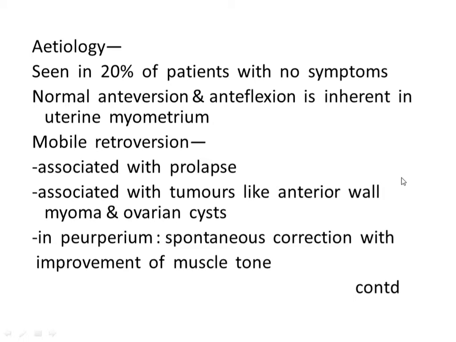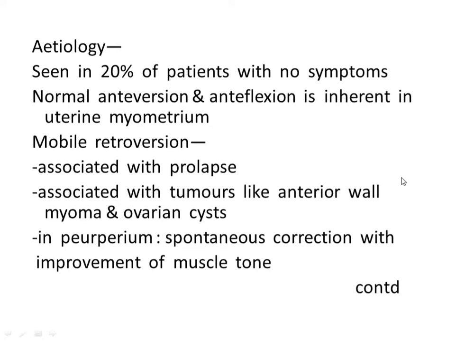Now this retroversion, we call it a mobile retroversion and fixed retroversion. Now mobile retroversion is where the uterus is not fixed. It is not attached to the surrounding tissues. It is not fixed. There are no adhesions. So though the uterus is retroverted, it can always be moved to the anterior position.